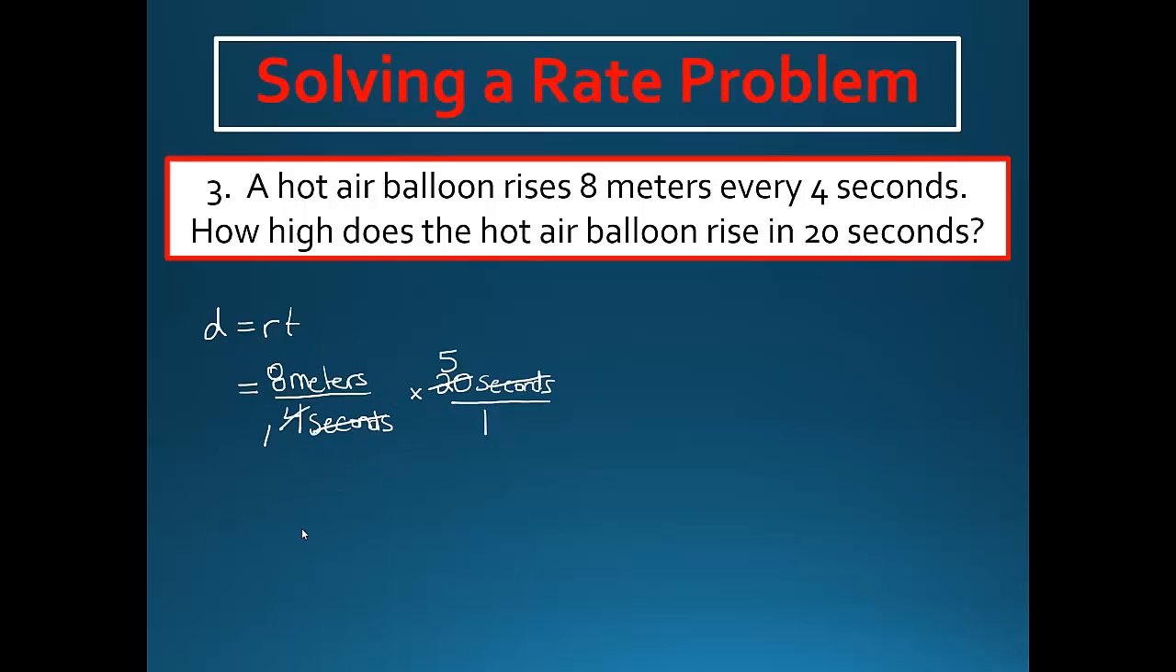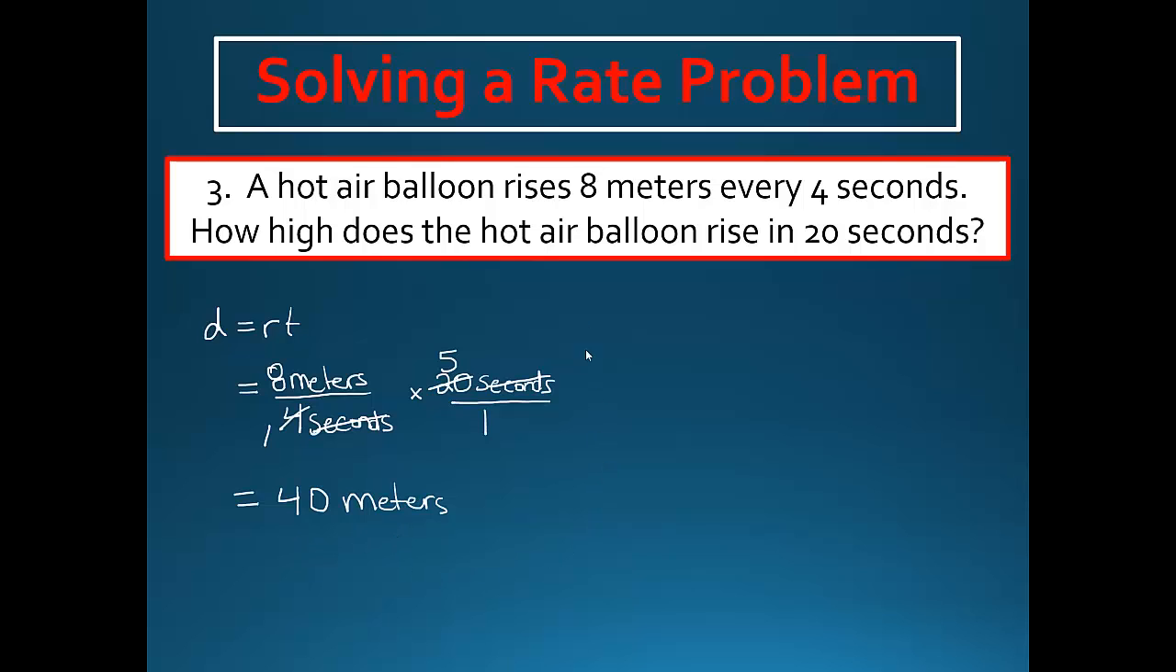8 times 5 is 40. And on the bottom we have 1 times 1, which is just 1, so we don't need to worry about that. And then we need to label it, and our label that's left is meters. So how high does the hot air balloon rise in 20 seconds? And the answer would be 40 meters.